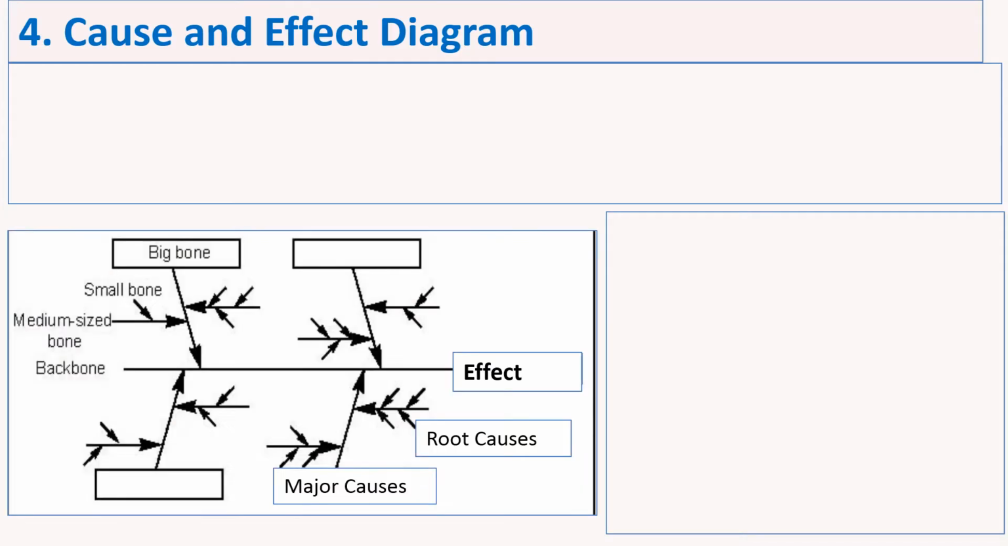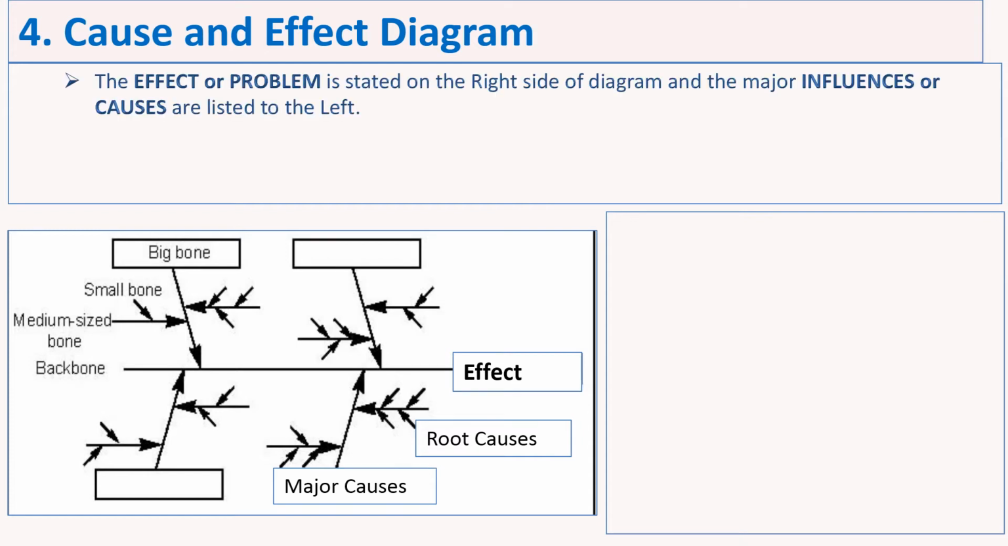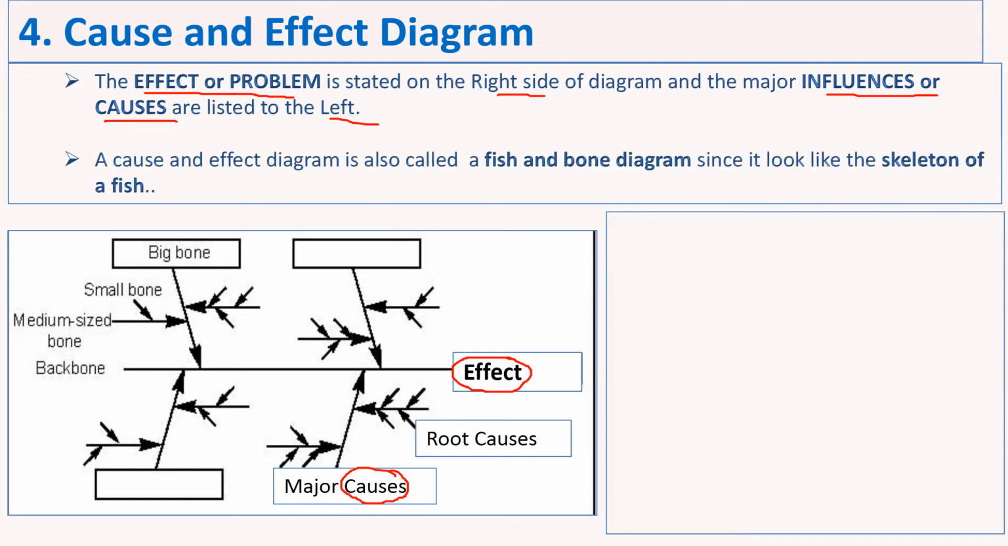I have shown here one example of a cause and effect diagram. The effect or problem is stated on the right side of the diagram, and the influences or causes are listed on the left side. The cause and effect diagram is also called a fish bone diagram since it looks like the skeleton of a fish.